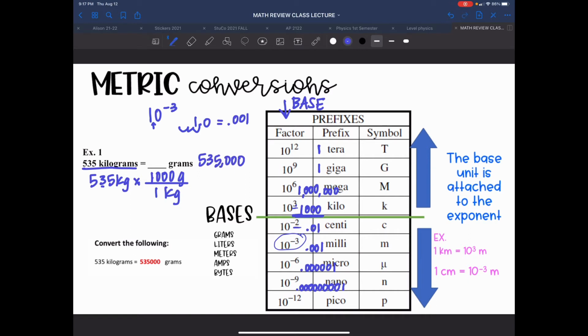Well, does that make sense? Yes, my number got bigger. There's going to be a lot more grams in 1 kilogram. Okay? All right, moving on to the next one, and hopefully you took some time to write that down.